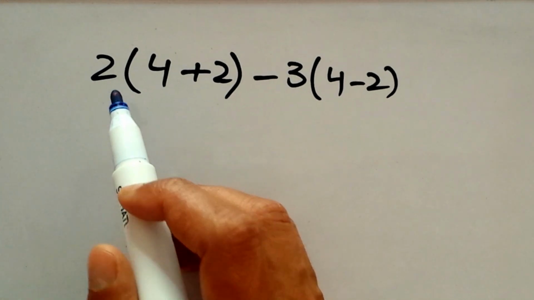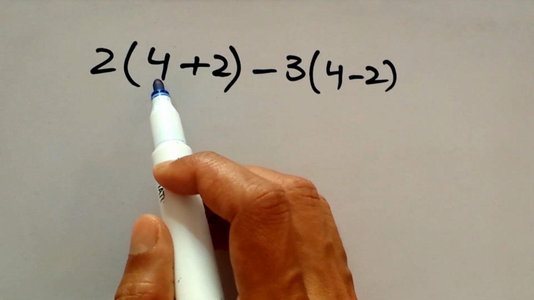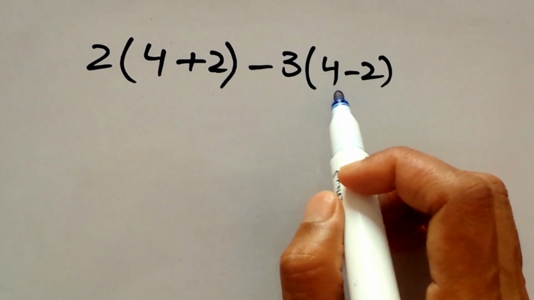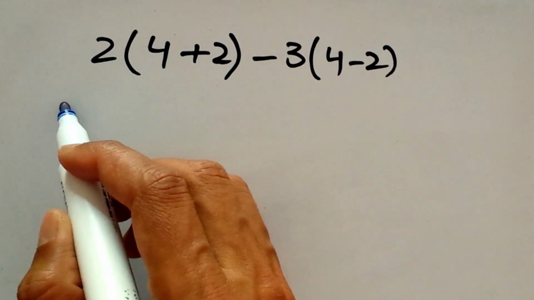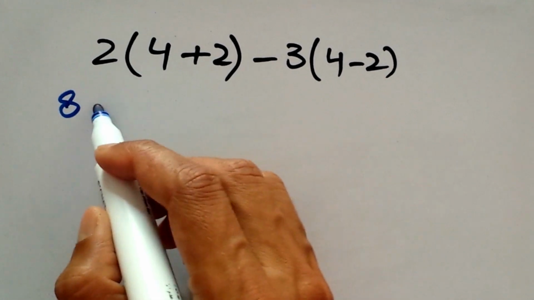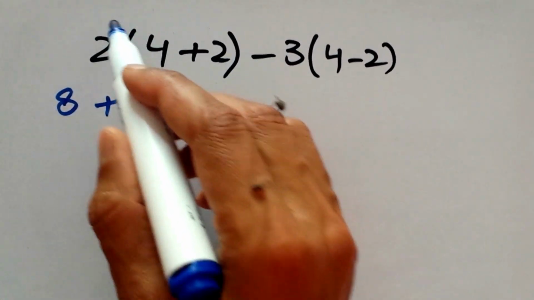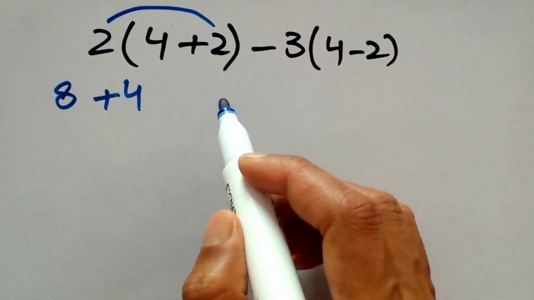This is a very interesting question. We are solving 2 times the expression in parentheses: 4 plus 2, and minus 3 times 4 minus 2. So multiply first. 2 times 4 equals 8, and plus 2 times 2 equals 4, right?